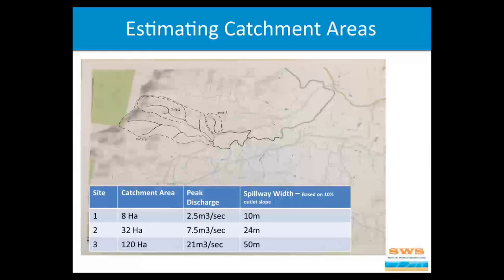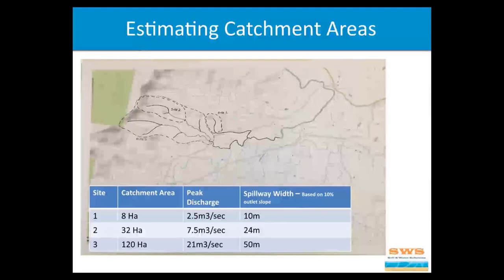So if we've got an 8 hectare catchment, which generally on a first order stream, our catchment areas can run between 1 to 10 hectares, we then have a peak discharge of 2.5 cubic metres a second. So that is basically 2.5 metres wide, 1 metre high, 1 metre thick. That volume of water is going to travel over that spillway every second during a 1 in 20 year storm event. So that's a storm event that technically happens once in every 20 years.